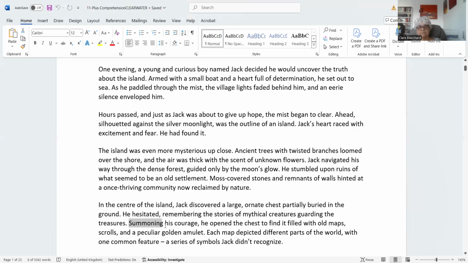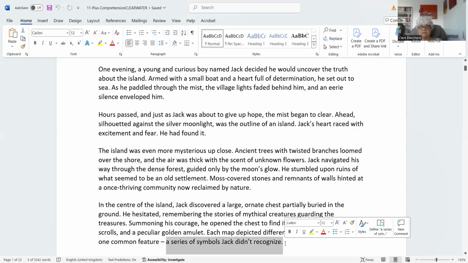"Summoning his courage." So we see Jack, the author is showing us here how Jack, the main character, is having to overcome his own fear all the time in order to keep going. So if you're not fearful, then you don't need to summon your courage, do you? And at the end of this paragraph, "a series of symbols Jack didn't recognize." Okay, so again, mystery, something unexplained, something unknown.